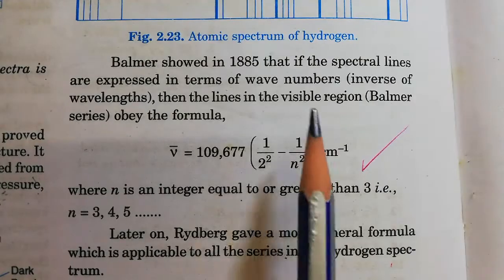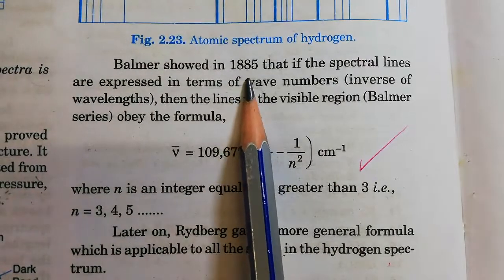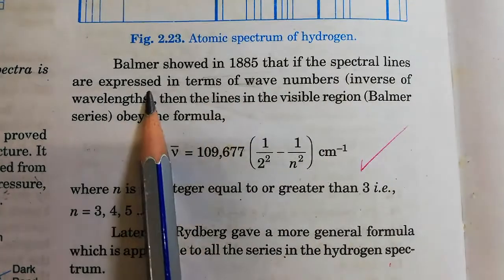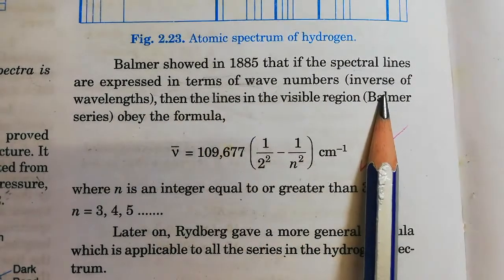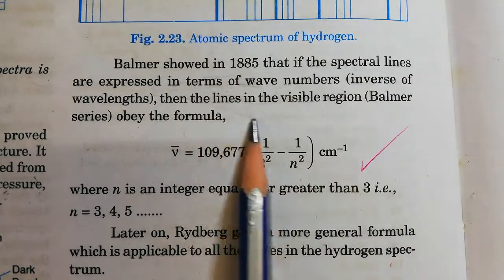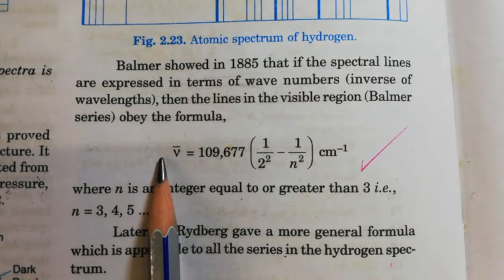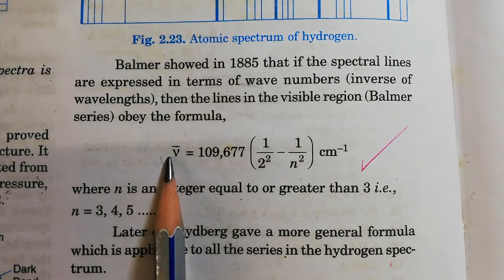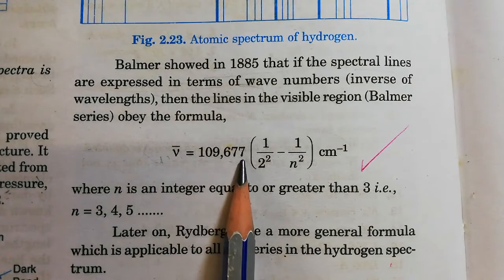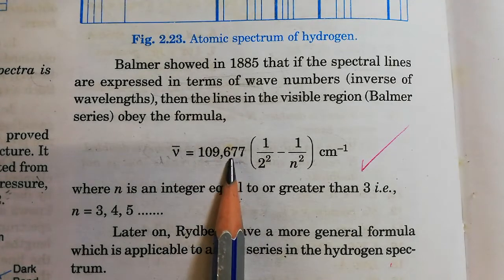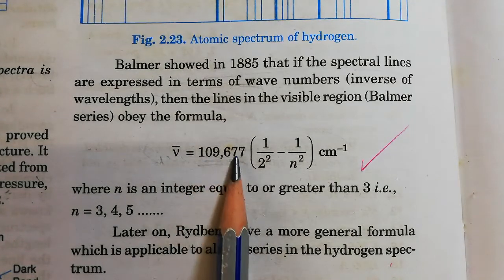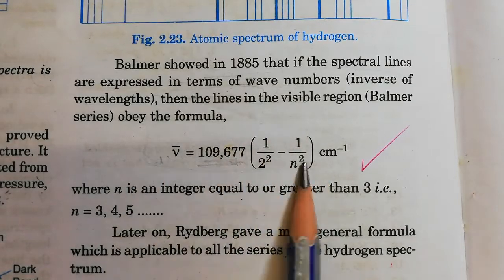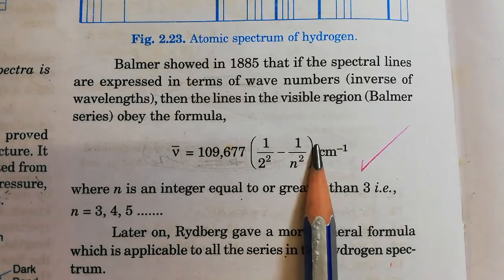In the year 1885, the scientist Balmer showed that the spectral lines can be expressed in terms of wave number. That is the wave equation Balmer gave. The new term is the wave number. A constant is there, which is said to be the Rydberg constant, and this equation applies to the Balmer series.